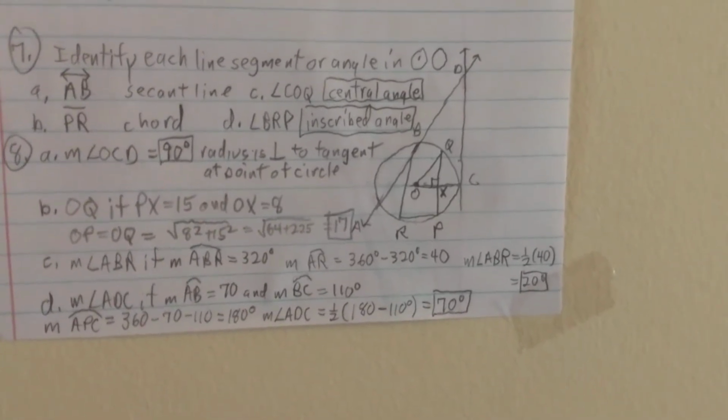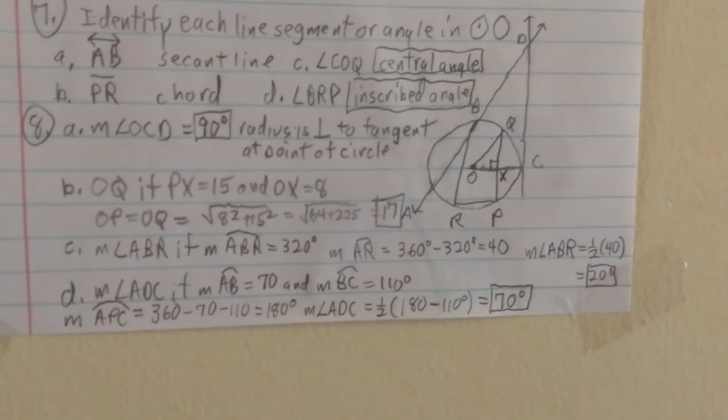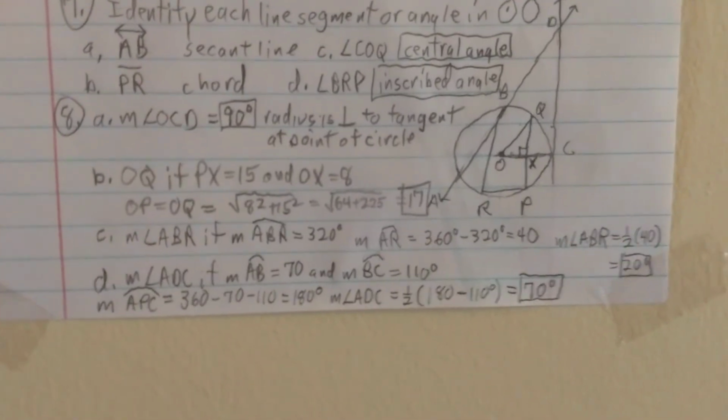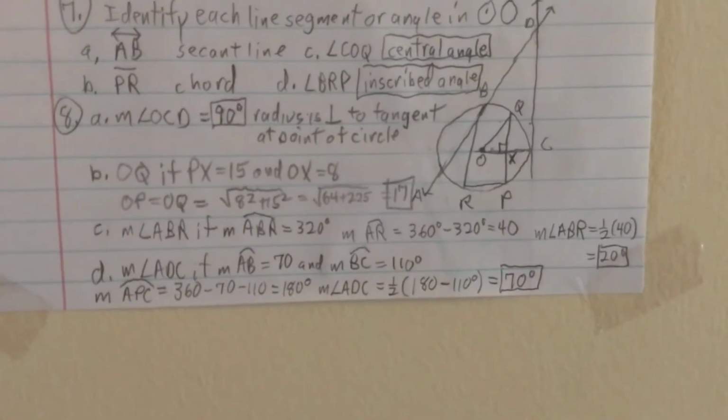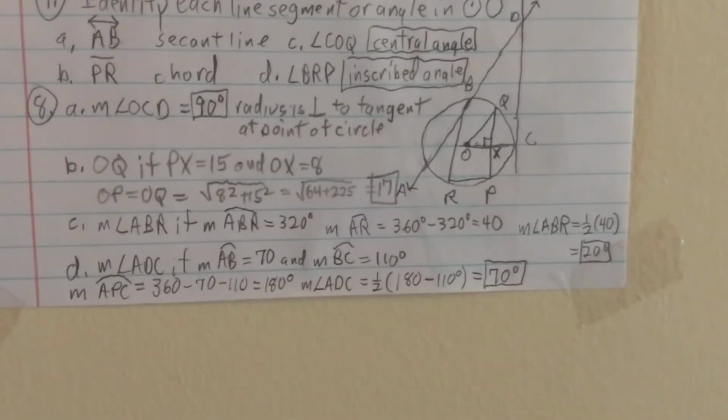So all we needed to know there was that BRP was an inscribed angle. So we were just identifying things. So now on problem 8, we look at the same problem. That's why I squeezed it in here. I didn't want to have to redraw that circle with all the lines through it.